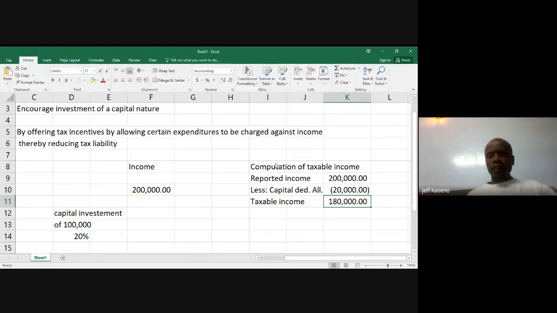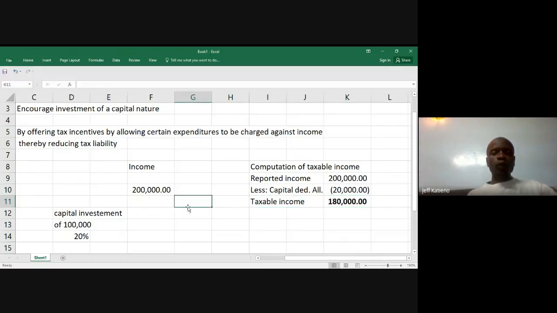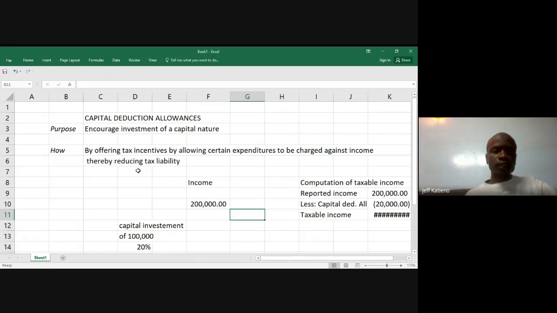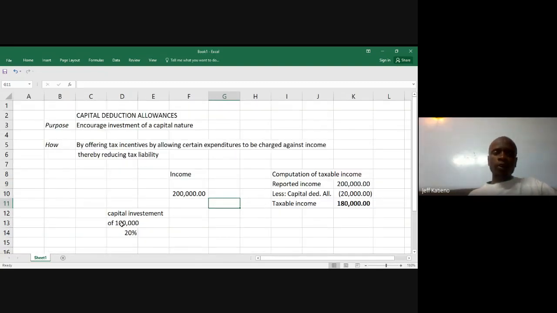Basically, you get the amount of the allowance that is recognized or approved by the government, and then you use it to lessen your tax liability. So that is the purpose of capital deduction allowances. They are meant to encourage investment. Without this kind of tax incentive, maybe businesses would not feel inspired and motivated to invest.